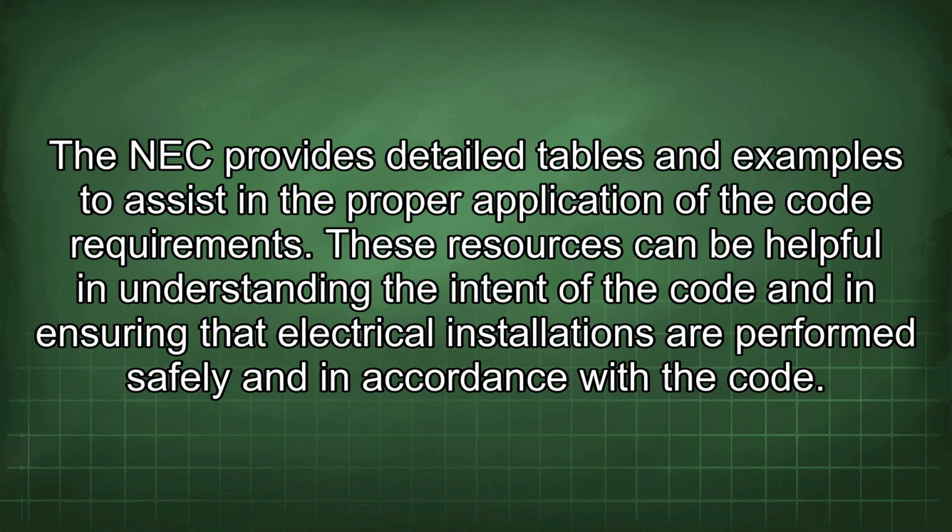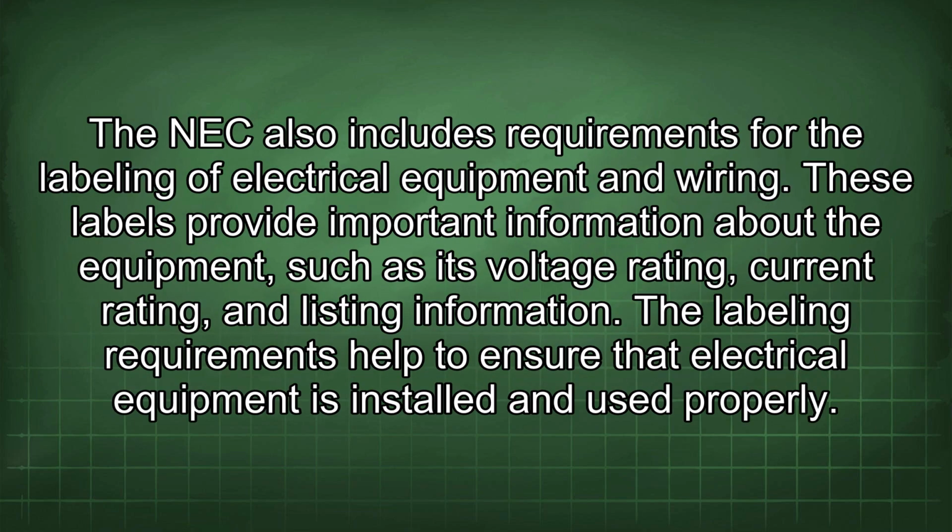The NEC provides detailed tables and examples to assist in the proper application of the code requirements. These resources can be helpful in understanding the intent of the code and in ensuring that electrical installations are performed safely and in accordance with the code. The NEC also includes requirements for the labeling of electrical equipment and wiring. These labels provide important information about the equipment, such as its voltage rating, current rating, and listing information. The labeling requirements help to ensure that electrical equipment is installed and used properly.